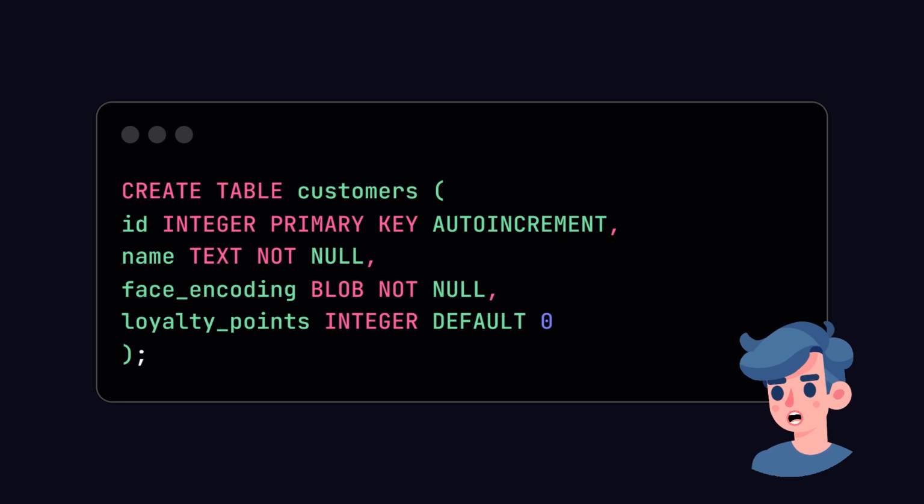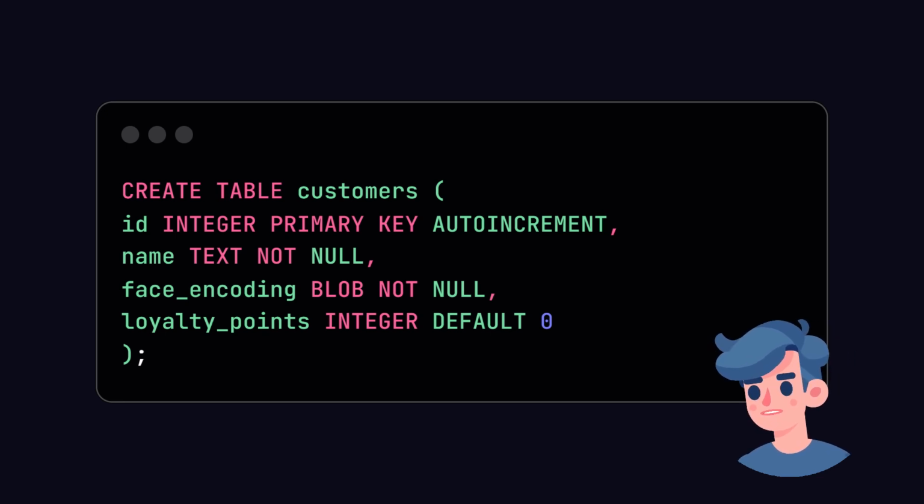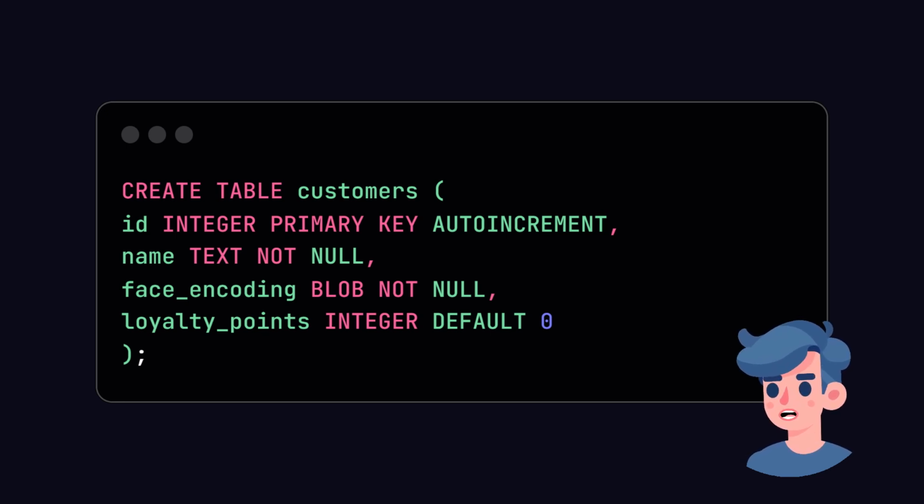Next, we'll create our database schema. For the sake of this example, we'll create a simple SQLite database with a customers table that stores customer ID, name, face encoding, and loyalty points.